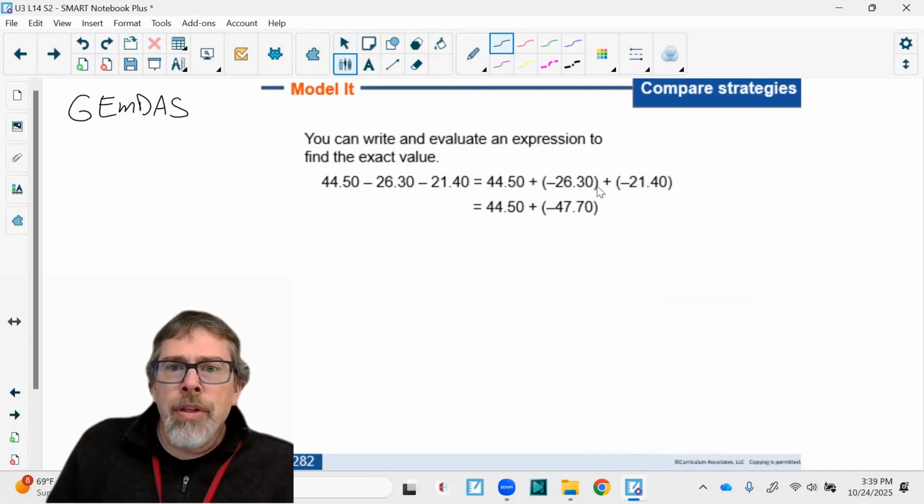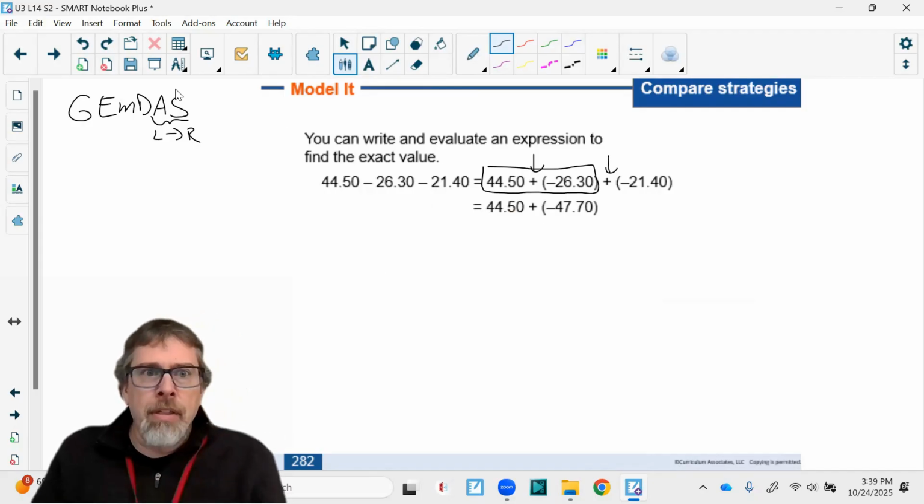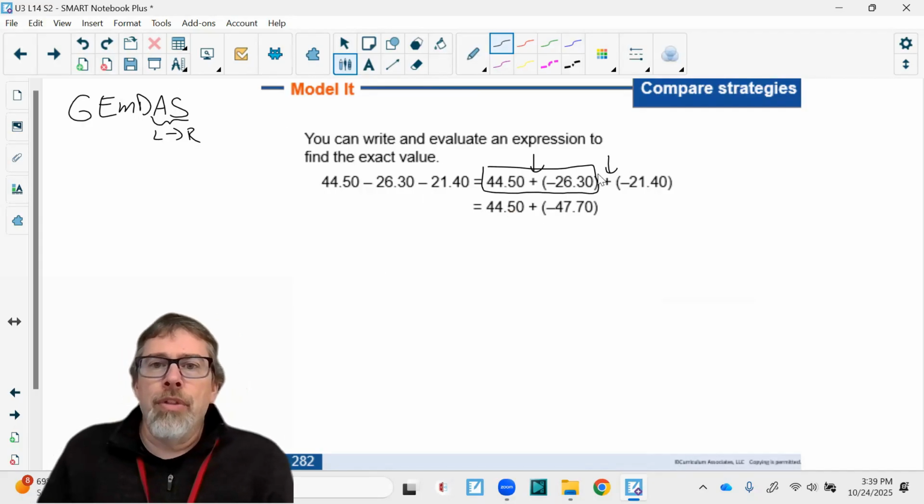If we're going to do it this way, we have addition, we have addition. Whenever we have just addition or subtraction, you are supposed to work left to right. So in all actuality, we should have done this first, gotten a new value here, and then added negative 21 to it. You would get the same answer, but we're still not following the order of operations if we do the last two first.